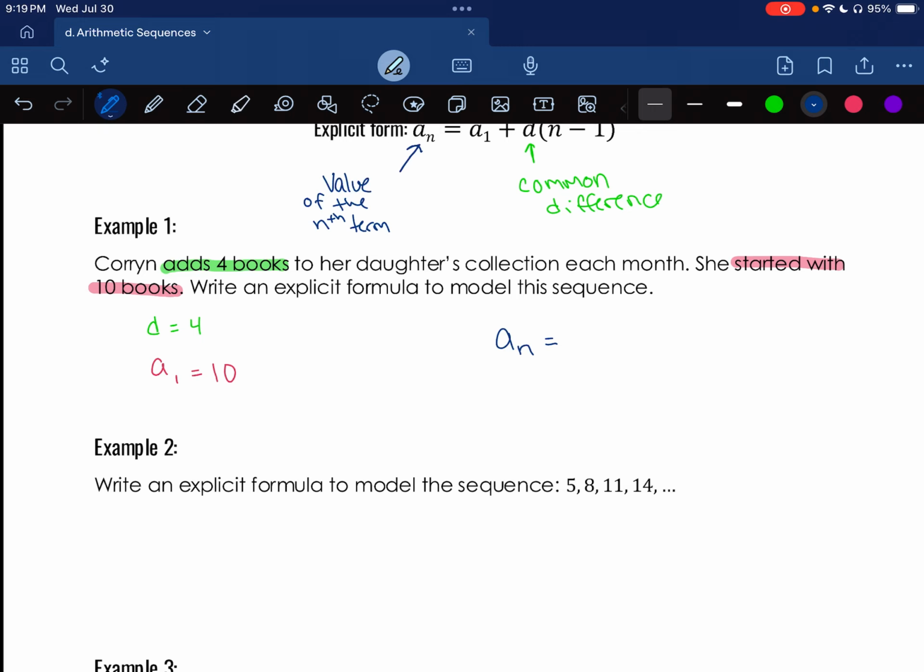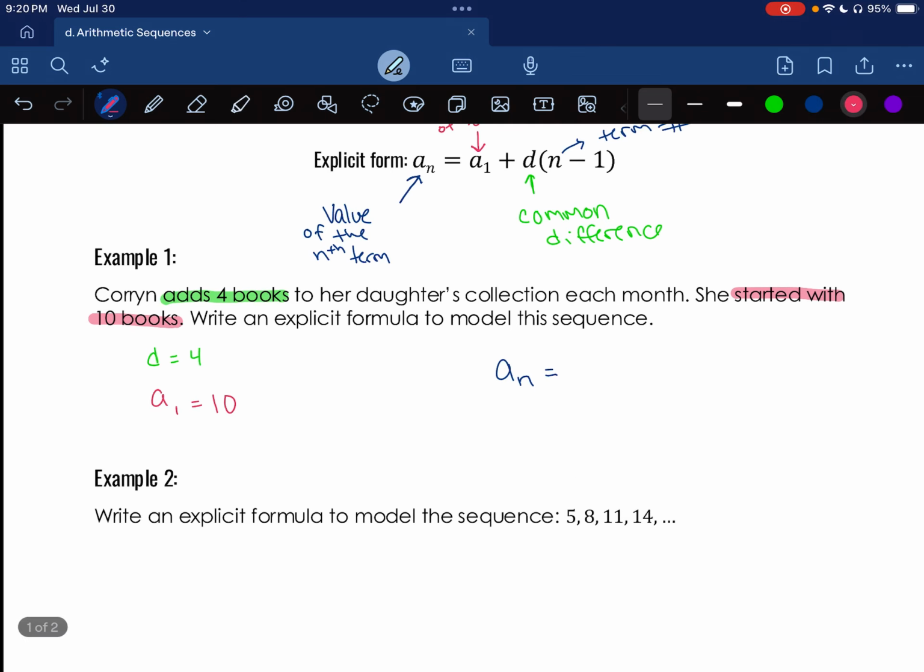All right, so according to this explicit form, the next thing is going to be my A sub 1, which is 10, right? There were 10 books to begin with. And then I'm adding to that 4 every month. And then from there, I multiply by n minus 1. Because that first month, we didn't add 4. So n minus 1 would become 0, so that would go away. And then every month after that, we're adding 4.